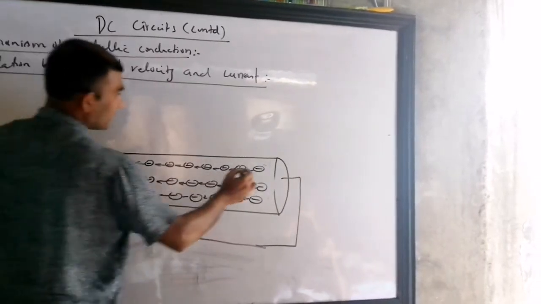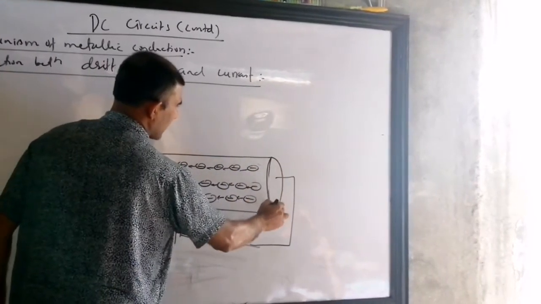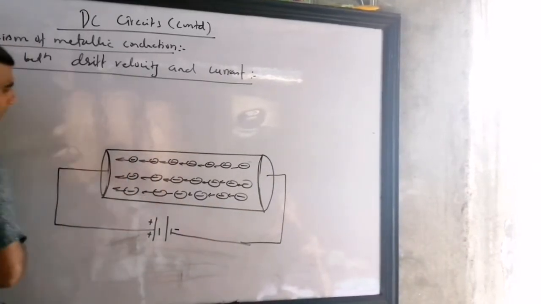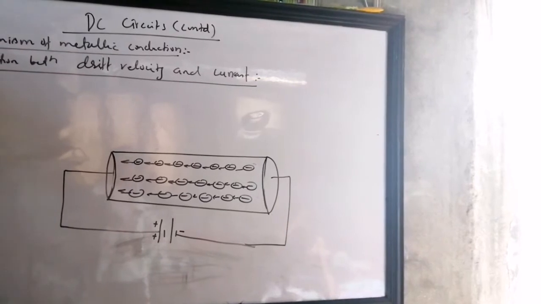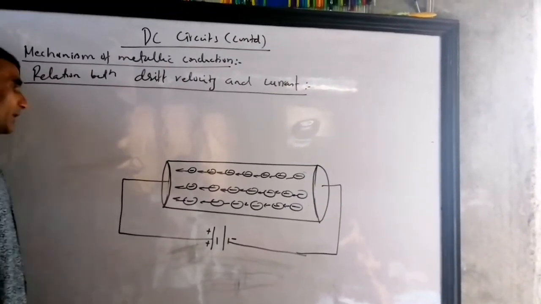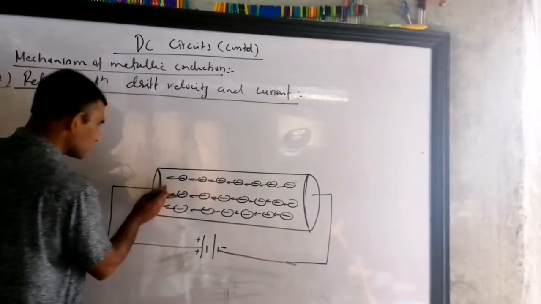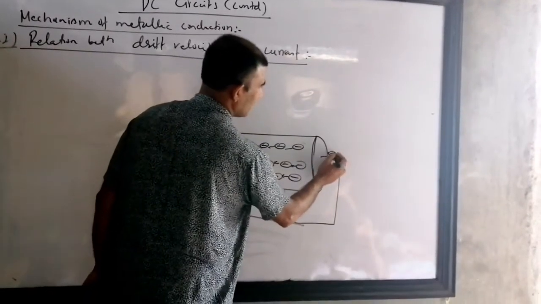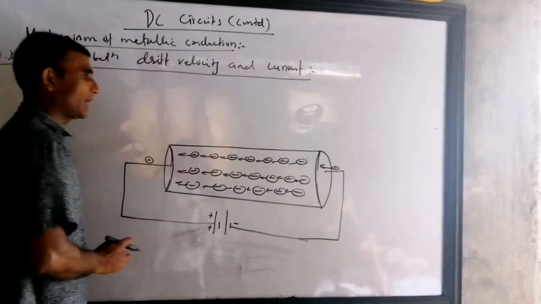You may think now that if these electrons are moving from this side to this side, then after some time all electrons will move out, and what will happen to the conductor? Don't think like that. What actually happens is that when one electron leaves the conductor on this side, one electron comes in here, and from the battery one electron enters at the same time.